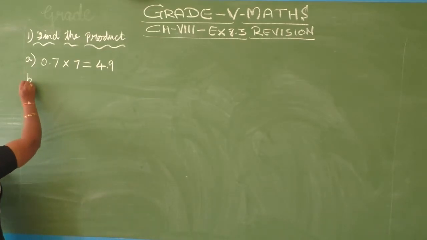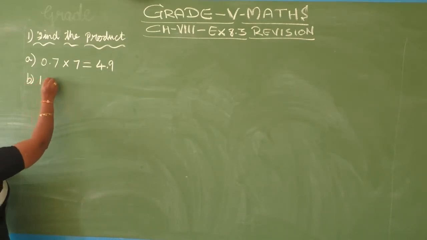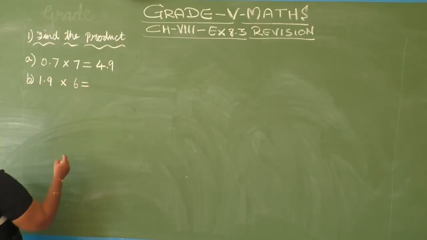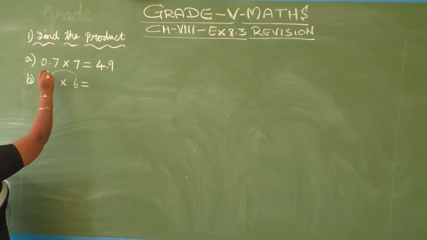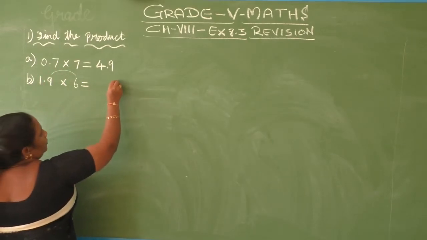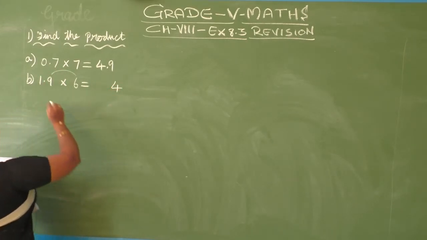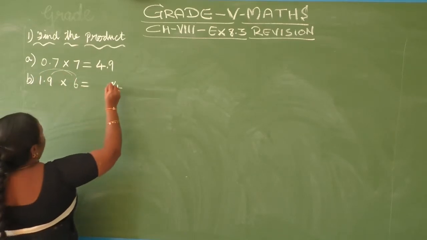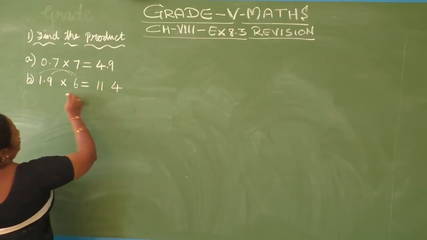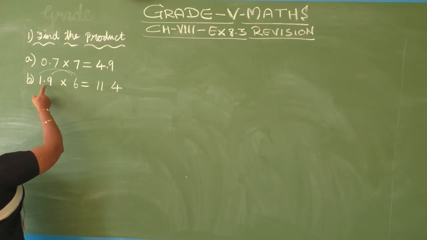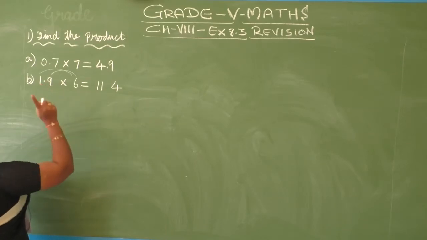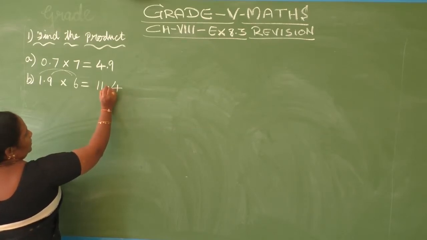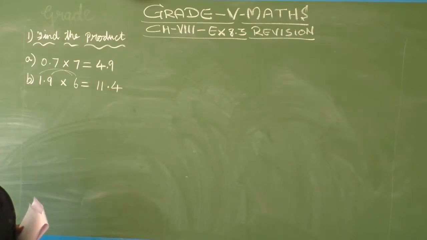Then B1, 1.9 into 6. So 6 nines are 54, 4 remaining 5. 1 6 is 6, 6 plus 5 is 11. Here also, after the decimal point you have one place, so here also after one place you keep the decimal point. So the answer is 11.4.